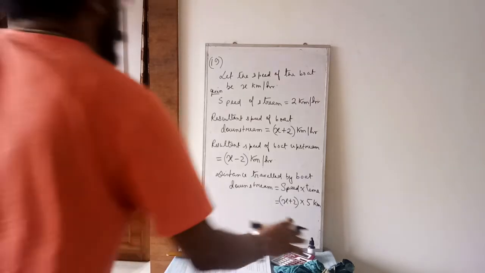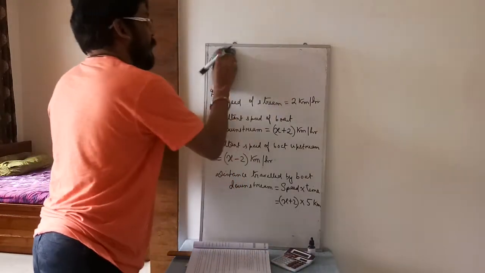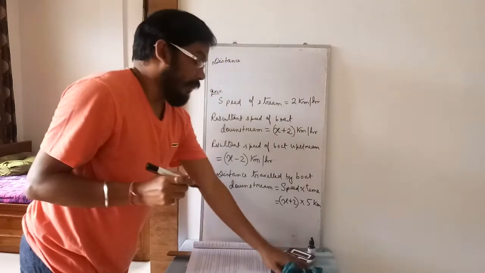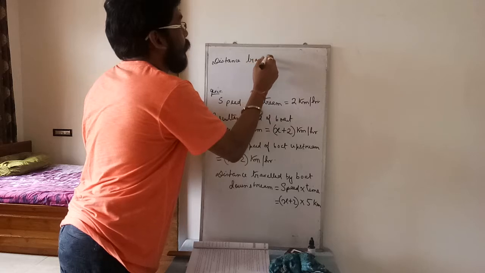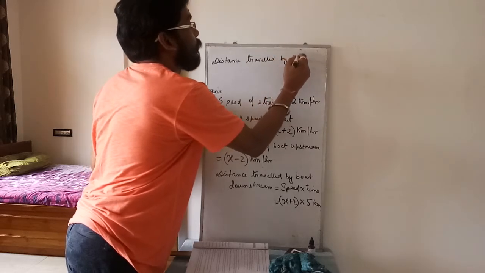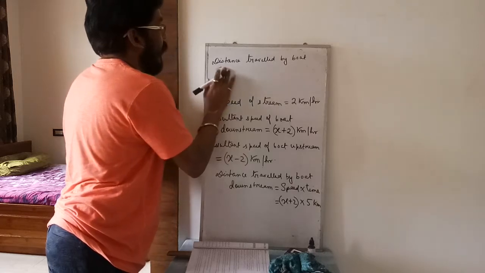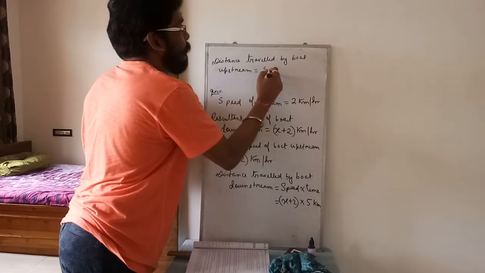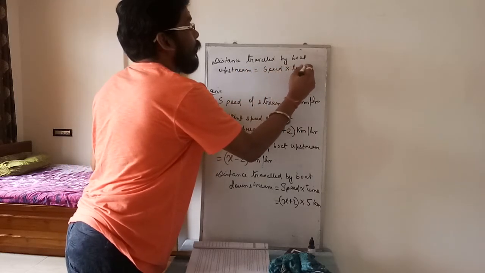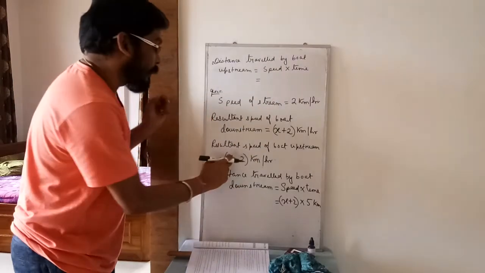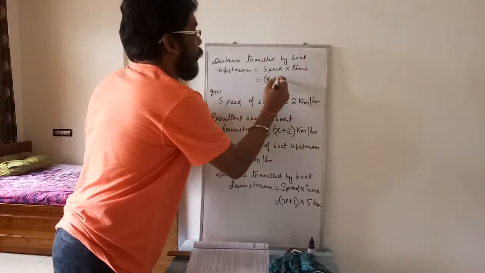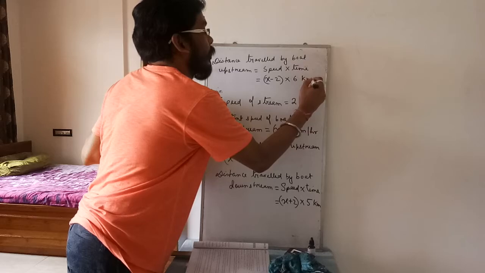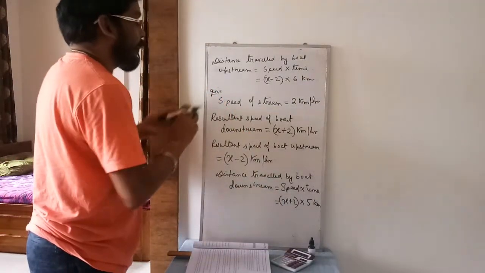Now I will find out the distance traveled by the boat upstream. The formula is the same, speed into time. So what is the speed of the boat upstream? It is x minus 2, into time. How much time has it taken? 6 hours. Okay, I will rub this upper part now.